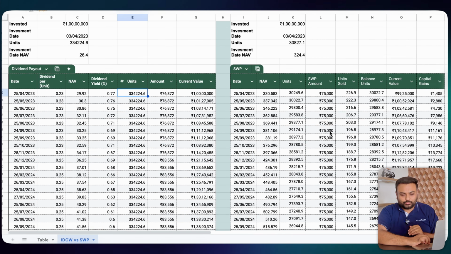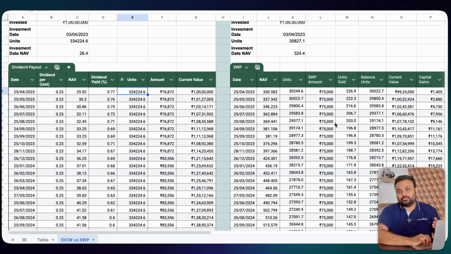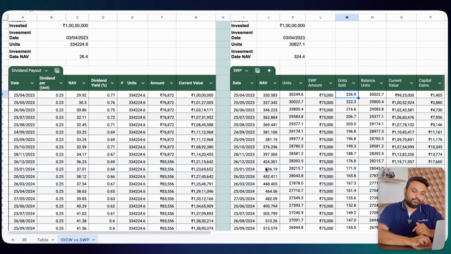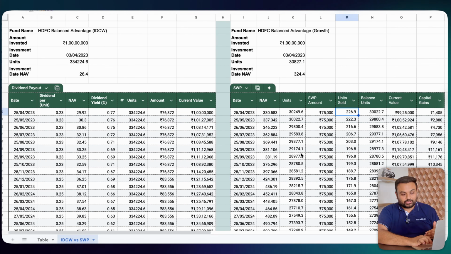Similarly, in case of growth mutual funds also, the NAV grows faster, but on every withdrawal, the units are getting sold while doing an SWP. So in this case, when we made the investment, the NAV was 324. We had 30,000 units, and every month to withdraw 75,000 rupees, we had to sell some units, and the number of units to be sold kept on changing because the NAV also kept on increasing.